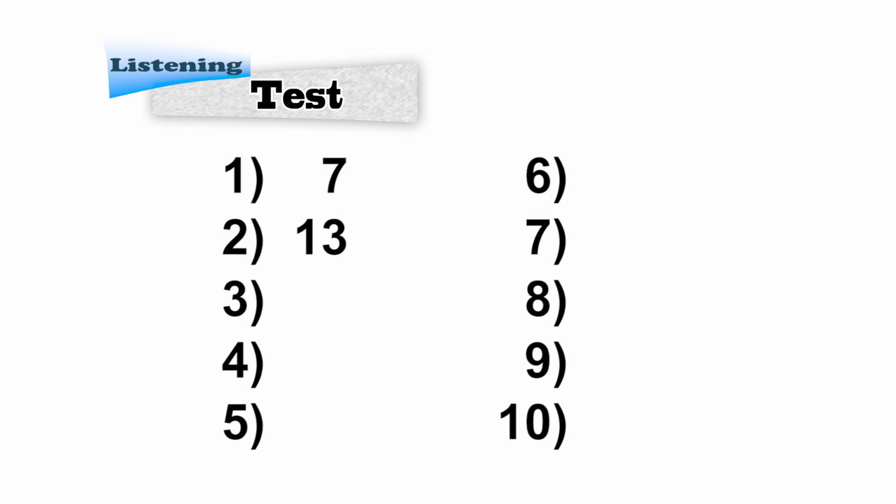Number 3, 75. Okay, so that's a big number, 75. Number 4, 20. Okay, you should write this, 20. And number 5, 19. Okay, looks like this.